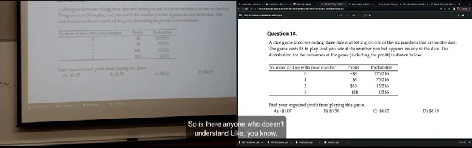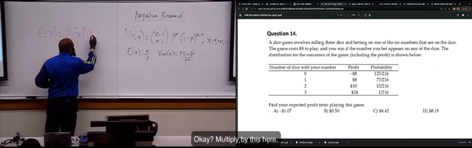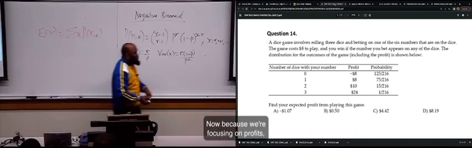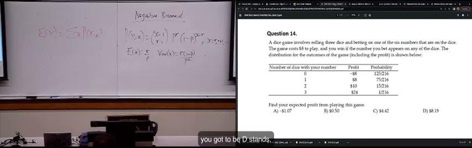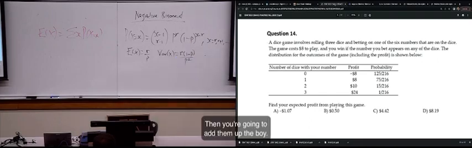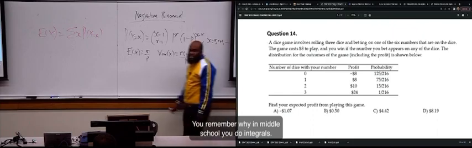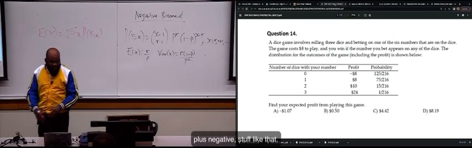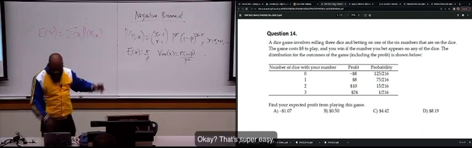It's not reflecting here. Is there anyone who doesn't understand the formula that we used before under mathematical expectation? When we're talking about discrete, the expected value of x is the summation of this multiplied by this. Here, because we're focusing on profit, it's going to be this times that, this times that, this times that, and then you add them up. But don't forget, one has a negative here. You remember in middle school you did adding integers, -5 plus -6, stuff like that. That's super easy.